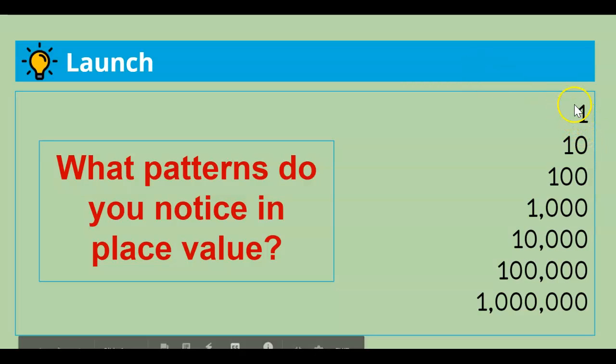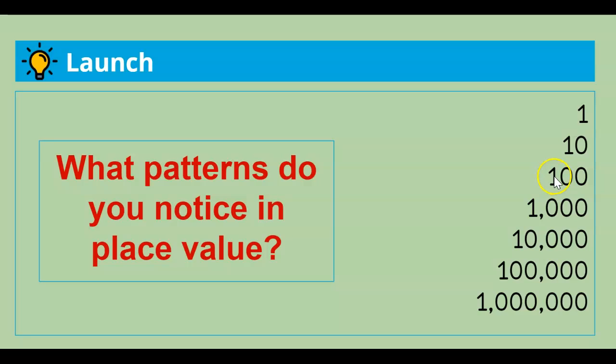So some of the patterns that you should notice here is that each time I move down, the 1 moves over 1 place to the left, okay? And the value of that 1 increases by 10 each time. So here is 1, and now it's 10. So that's 1 times 10 is 10, and now it moves from the tens place to the hundreds place. So that value increases by 10, which is the same as saying 10 times 10. So each time the 1 moves over 1 place to the left, the value increases by 10.